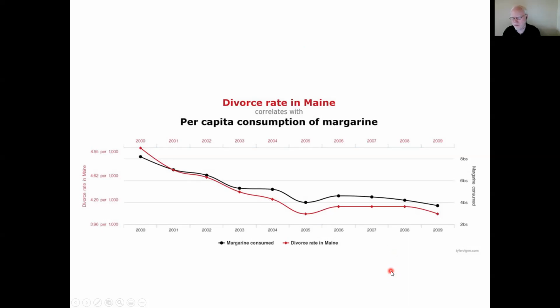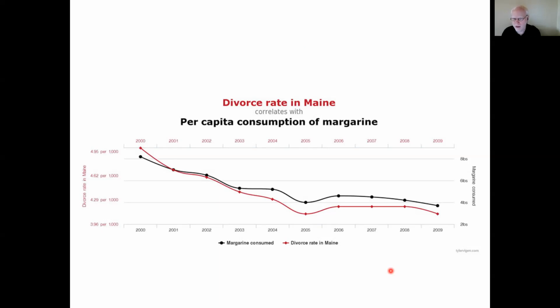Just looking at it, we might say that one must be causing the other, or because they seem to be in sync, they seem to be related in some way. But this is coincidence. A high divorce rate in Maine doesn't cause people to consume more margarine, or consumption of more margarine doesn't lead to an increase or decrease in divorce rates in Maine. That's nonsensical. It's just a pure coincidence.